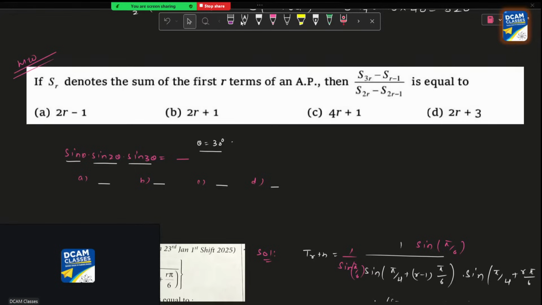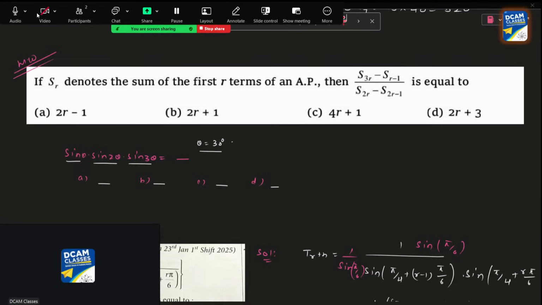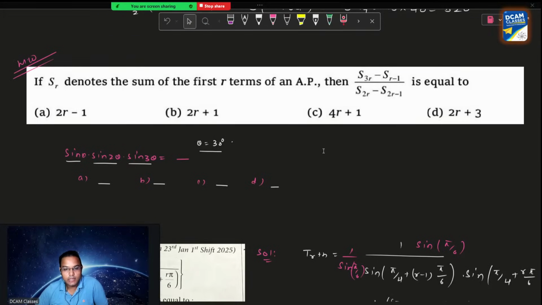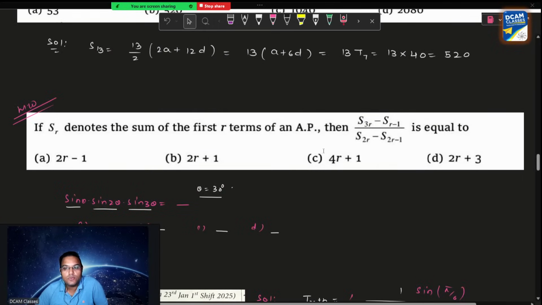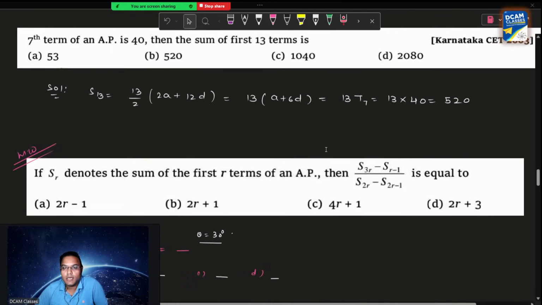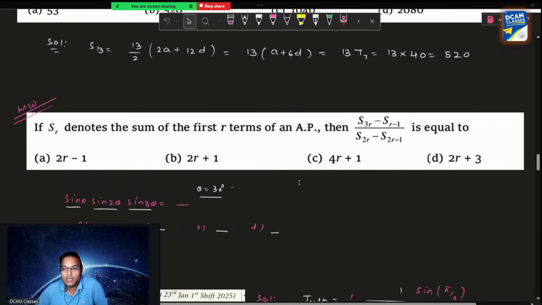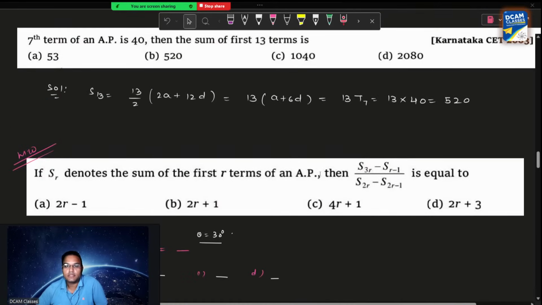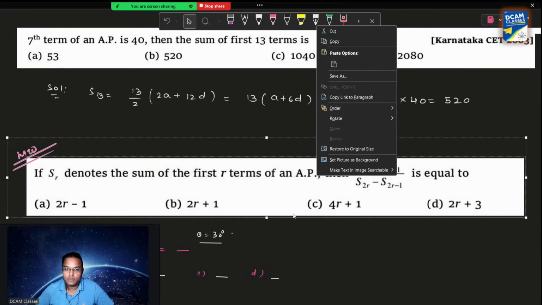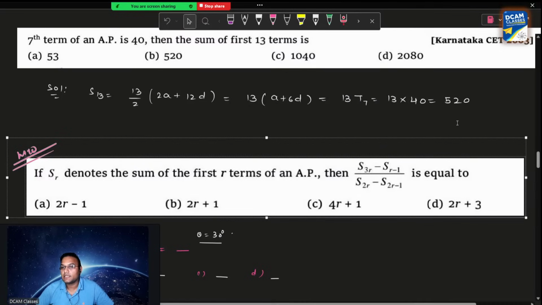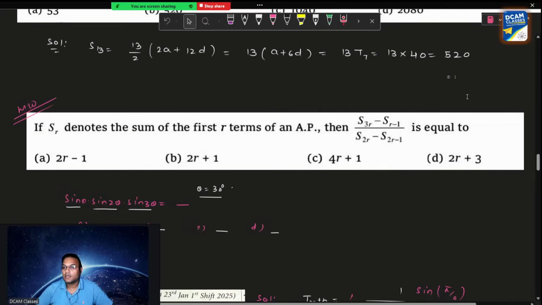In the last class, we have done up to the sum of the AP. This question we have solved, no? Did we solve this question? No. Did you solve this one? Because in the last class I solved the students' doubts.